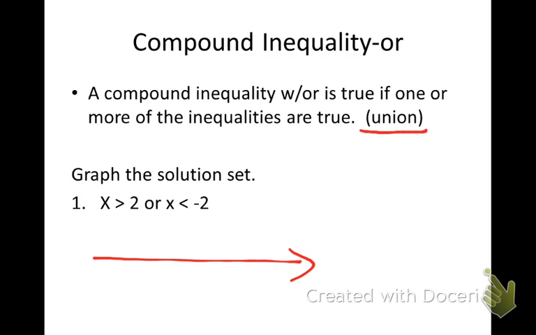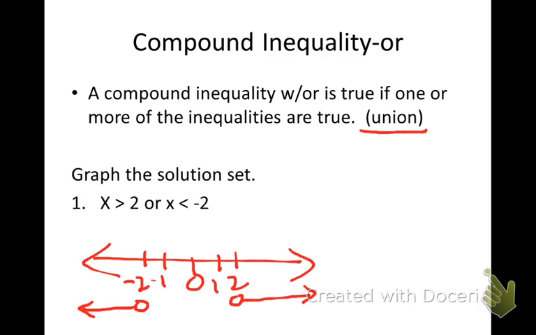So if we look at this, I'm going to graph each one below just like we did yesterday, and then graph the solution set above. Greater than 2 does not include 2, but all numbers this direction. Less than negative 2 does not include negative 2, all numbers this direction. So if you put those two together, it's really just going to be the same graph up above.